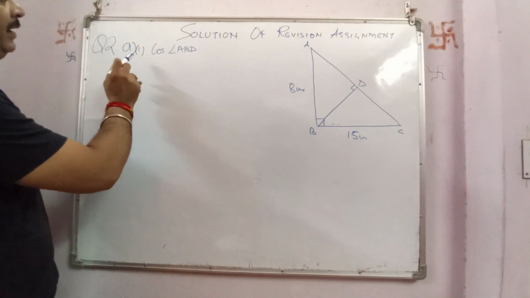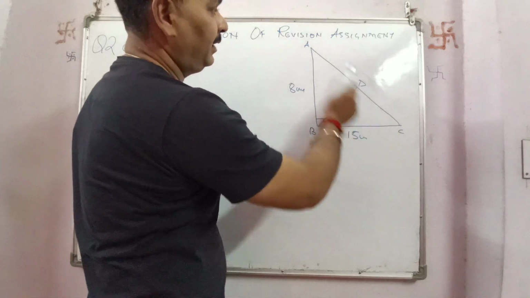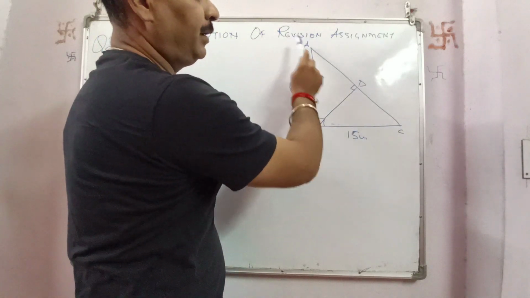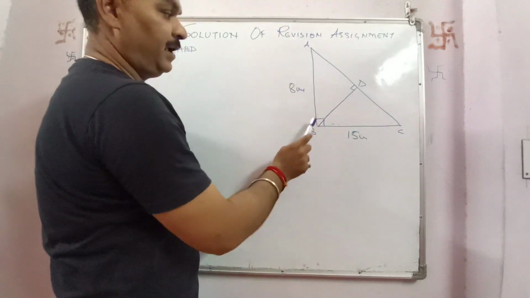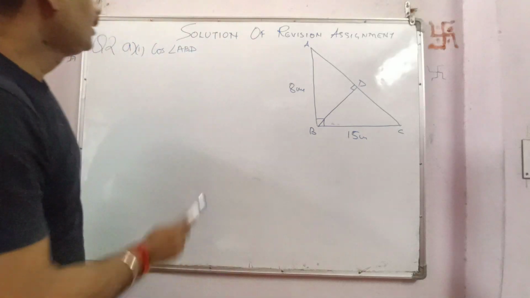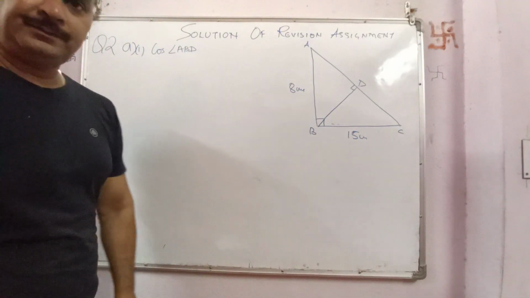Question number 2A, first part. It is given to us that triangle ABC is a right angle triangle at B and BD is perpendicular to AC. Side AB is given 8 centimeter and side BC is given 15 centimeter. We need to find out the value of cos of angle ABD.